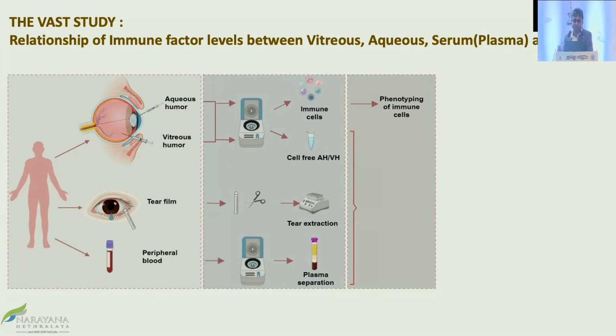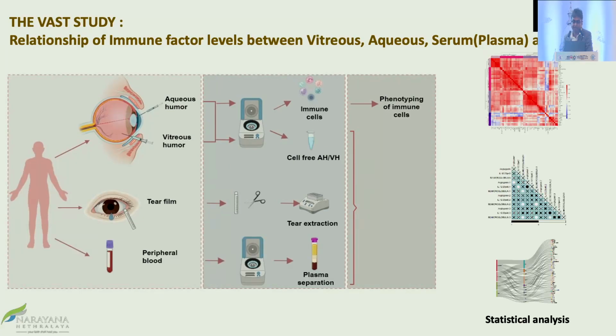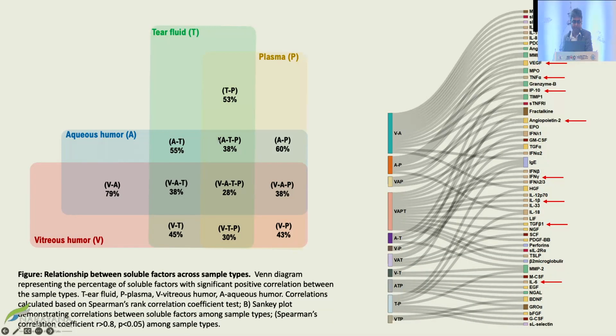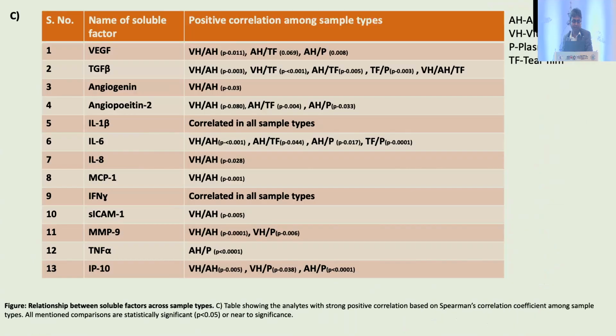This is a relationship between immune factors in vitreous, aqueous, serum, and tears. In the clusters, you can see that cluster 2 has more molecules, and the correlation is better between vitreous and aqueous. So it definitely means that aqueous can be used as a substitute for vitreous to measure these biomarkers.